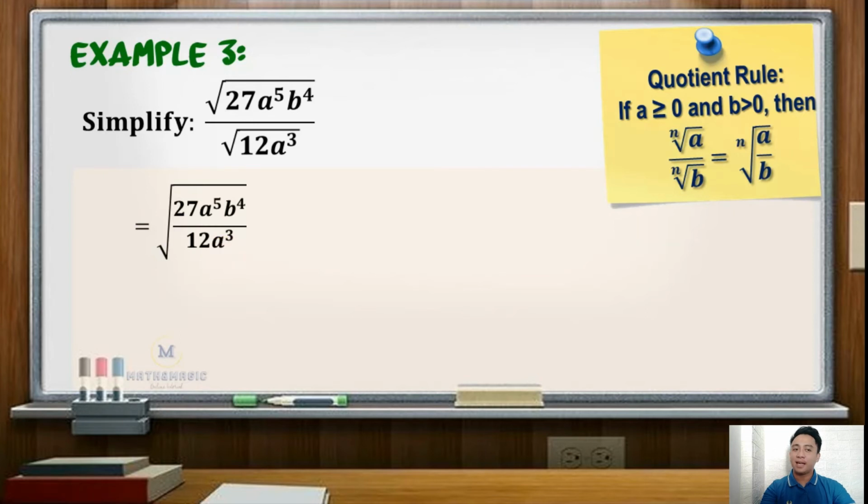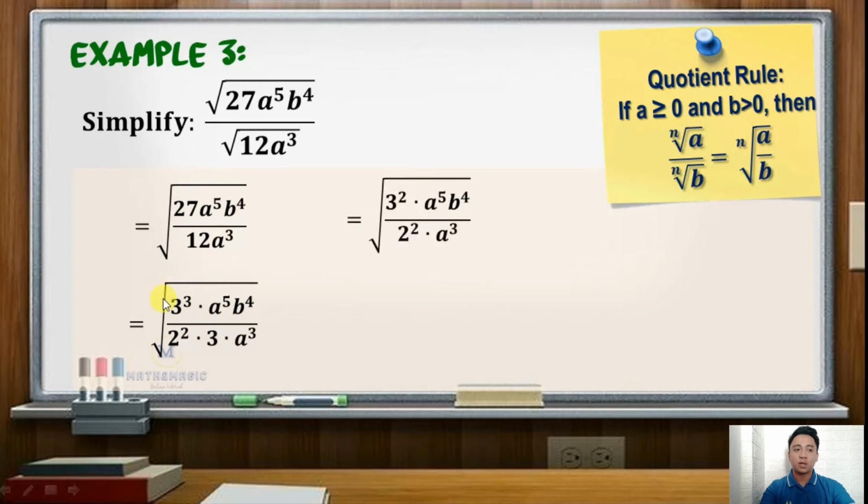Now we will simplify the radicals. We will rewrite 27 and 12 in terms of their prime factors. 27 can be written as 3 times 3 times 3 or 3 cubed. Meanwhile, 12 can be written as 2 times 2 times 3 or 2 squared times 3. Observe that these two factors can be simplified since both have a common factor of 3. Hence, 3 can be cancelled out. It will be 3 squared over 2 squared.